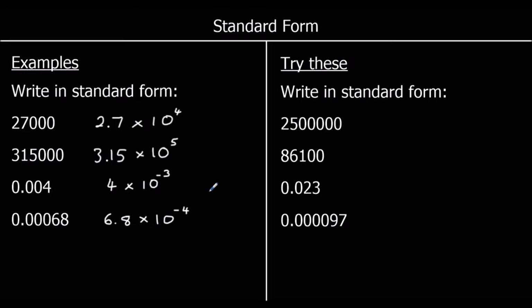Okay, so the first one, we've got 2.5 million, and that is 2.5 times 10 to the power of 6. A million is always times 10 to the power of 6. And we've got 86,100. So the number between 1 and 10, 8.61. And that's times 10 to the power of 4.